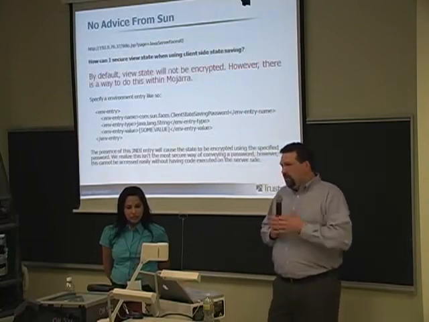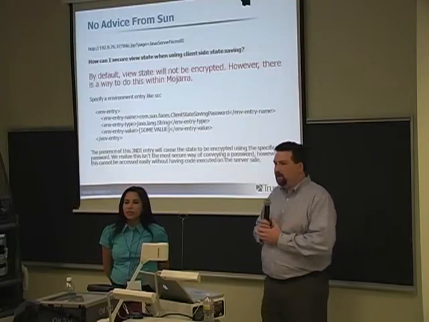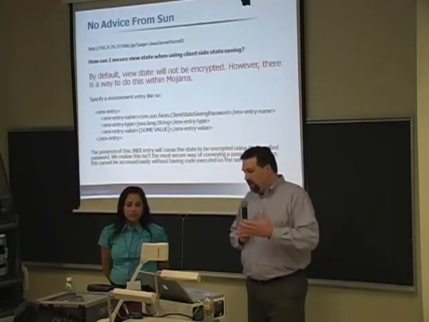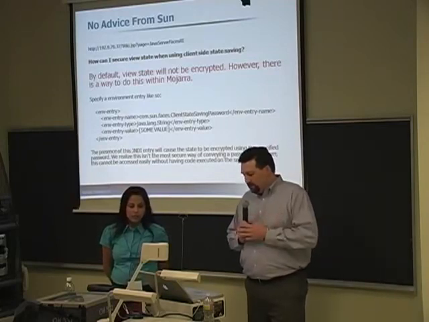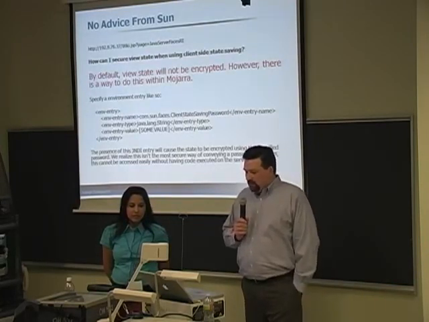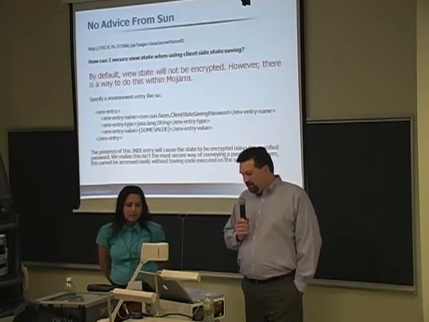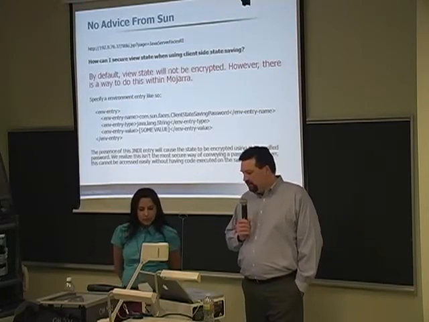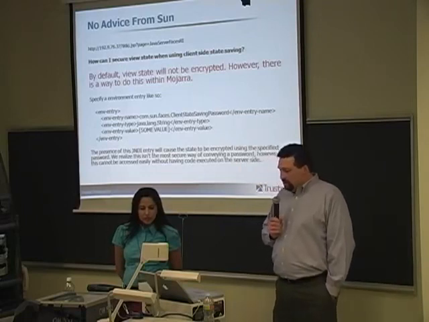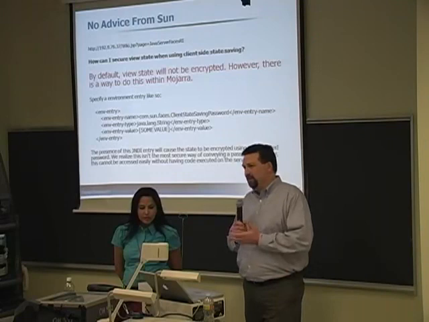So as I mentioned earlier, part of the problem that led to this being more severe than it needed to be was poor documentation by the vendors. When Rohini and I were preparing the presentation, I was looking in detail at some more of the documentation from the vendors. For example, this is from Sun and their FAQ for Sun Mojarra. One of the questions is, how can I secure view state when using client-side state saving? It's a very important question.